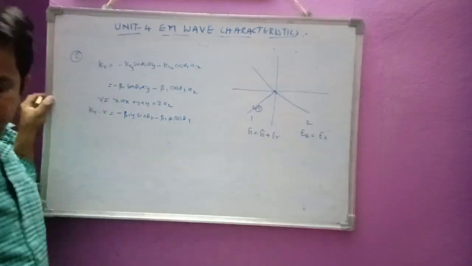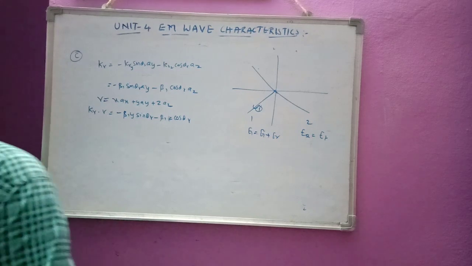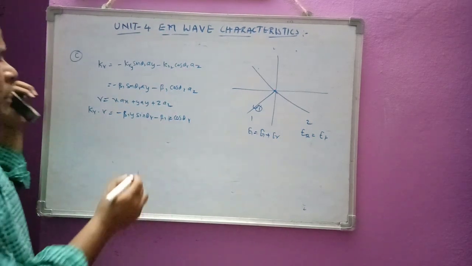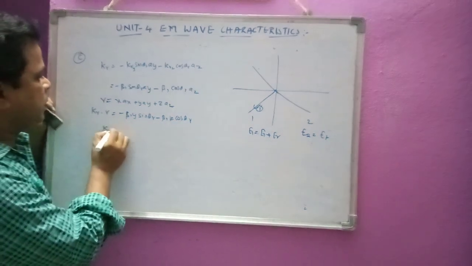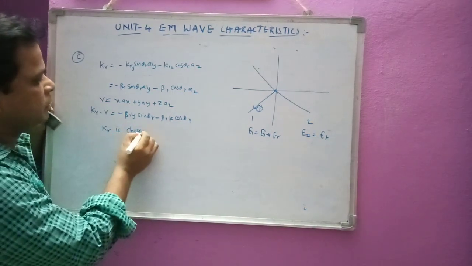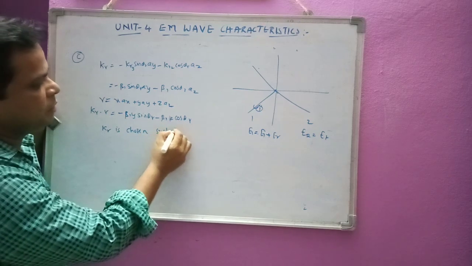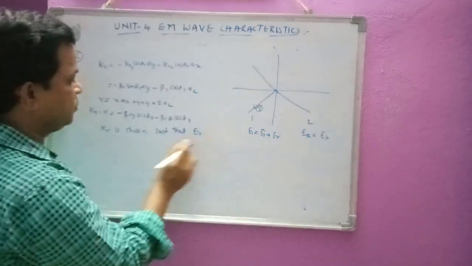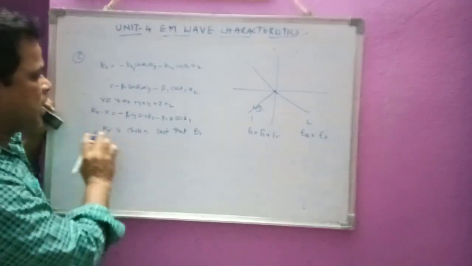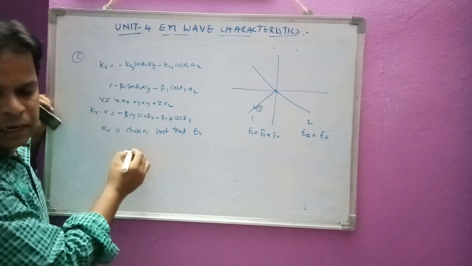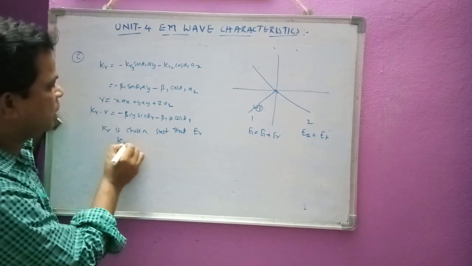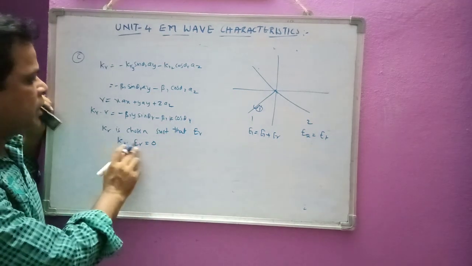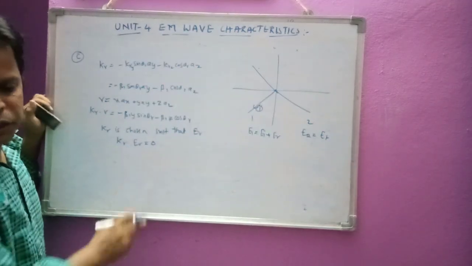Now we have to see that kr is chosen such that, after getting this kr, we have to choose ER such that kr dot ER should be equivalent to 0. That is, if I take the dot product of kr and ER, it should be equal to 0.